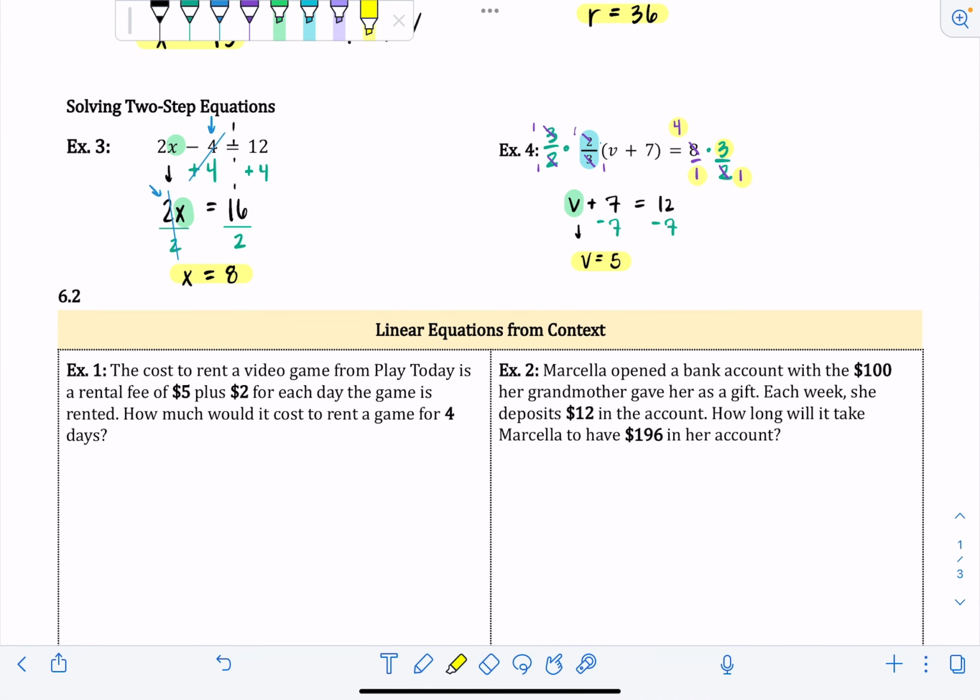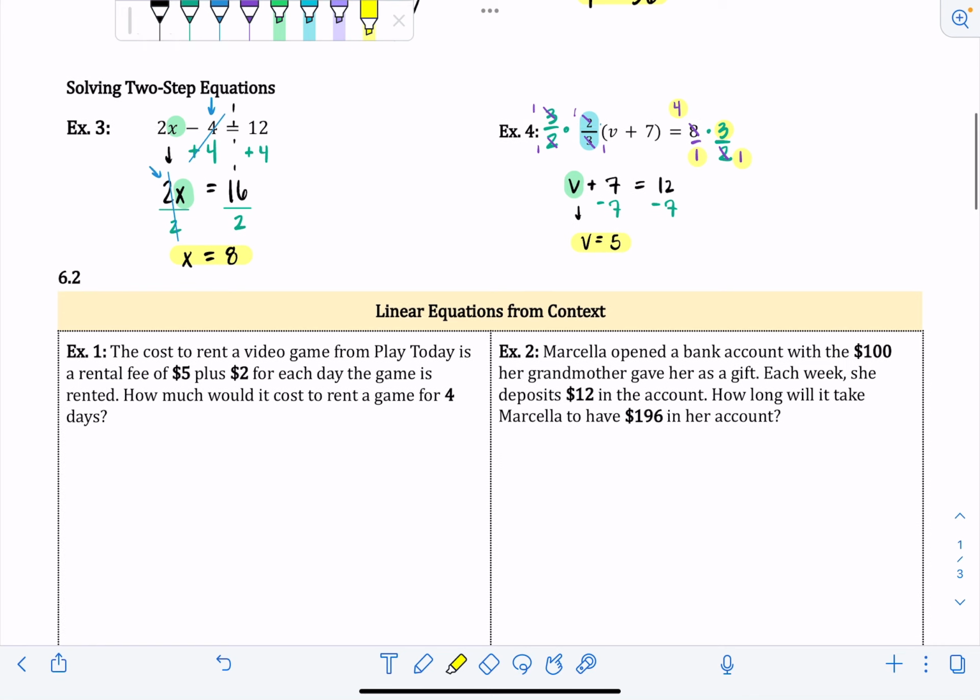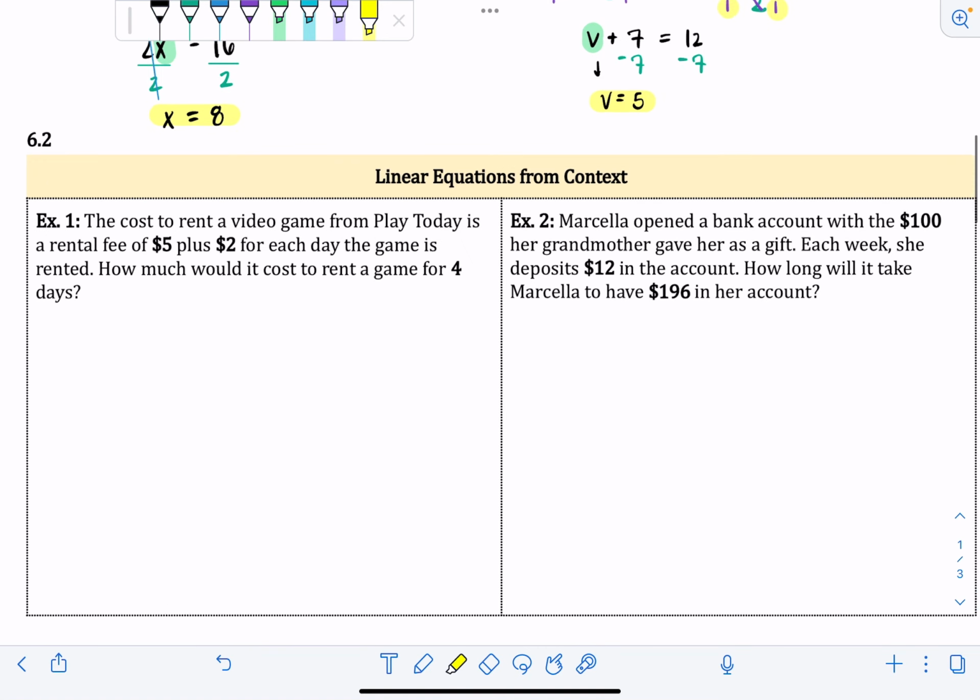Okay, moving down to 6.2, which is linear equations from context. And when you see context, it's kind of like a keyword for word problems. So we're going to take these word problems and we're going to write equations out of them. Okay, so take a second, write down the problems to make sure your notes are good and you can reflect back to them.